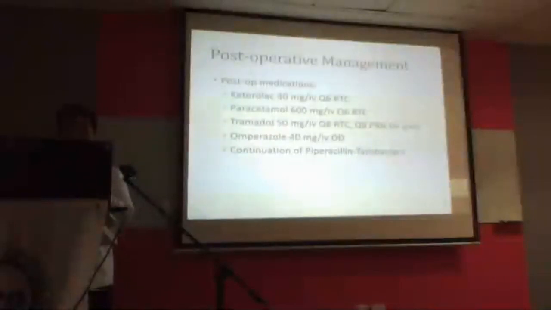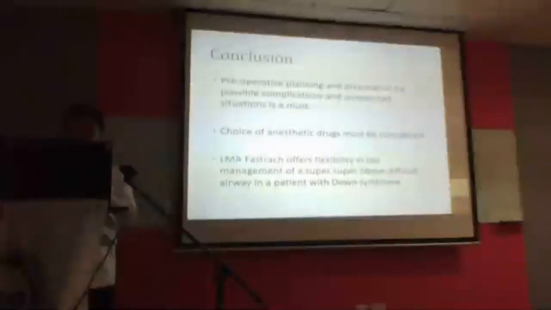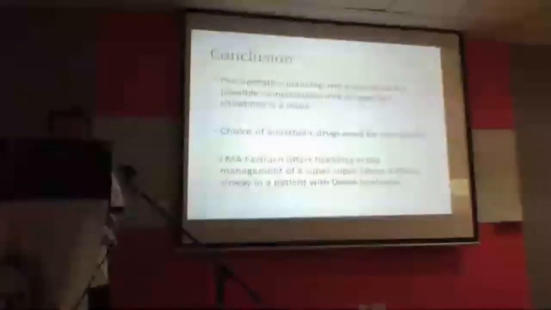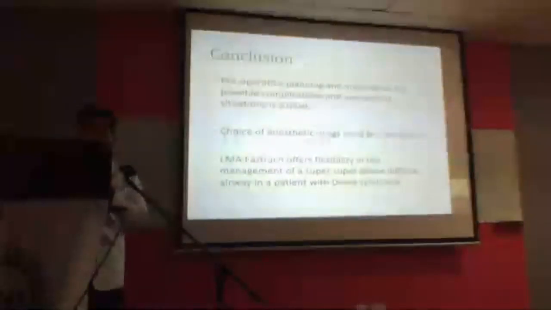Up to this time, our patient's difficult airway was continuously in the capable hands of our anesthesia team. In conclusion, the management of patients with Down syndrome, especially the super obese with difficult airway, starts with proper planning and preparation for expected physiologic changes, possible complications, and unexpected situations. The use of LMA Fastrach in this case proved to be effective in establishing a secured airway prior to intubation, and also as a diagnostic adjunct by acting as a conduit for fiber optic bronchoscopy in the investigation of subglottic stenosis. Thank you for listening.